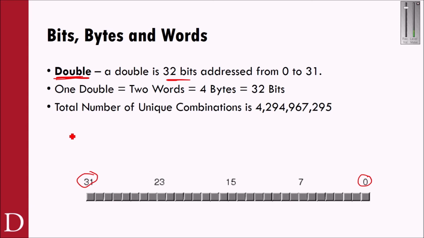I'm not going to do the math on this one, but guess what? If you do 2 to the 32, you get a number that's 4,294,967,295. So there's roughly 4.3 billion unique combinations, and this would even take me longer to write out.